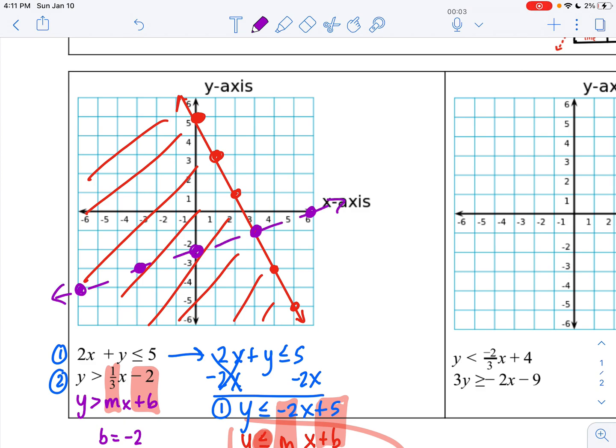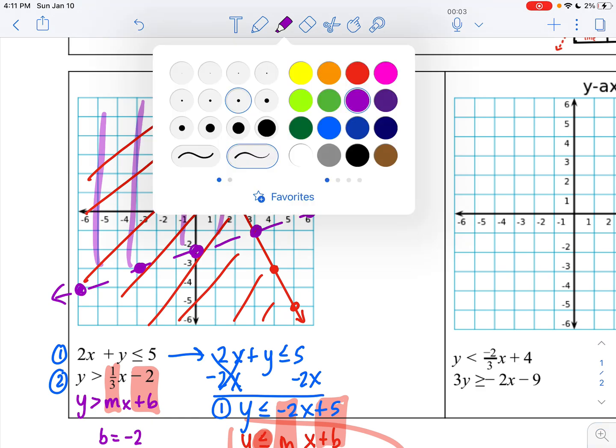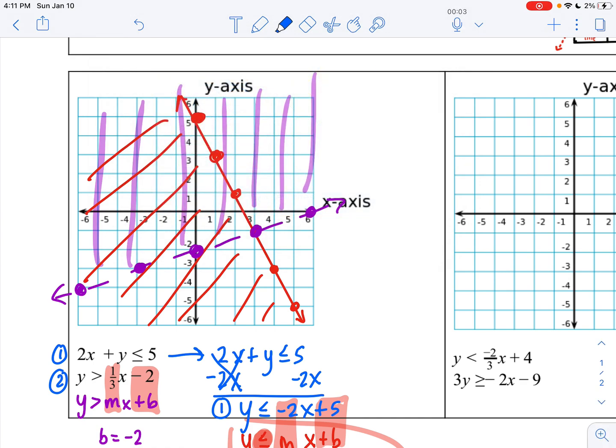And I'm going to shade above. So above for this one means we're shading in this direction. We're shading up because we're shading above just that purple line. Do you see where the red and the purple intersect? That's our answer. Here's the red lines. Here's the purple lines. They intersect here. So we're going to shade this entire area, because this is our answer here.